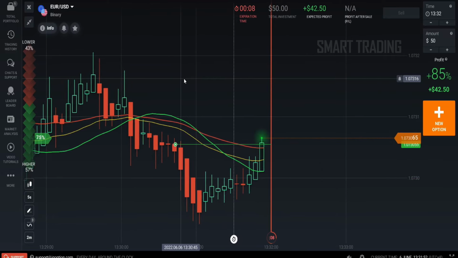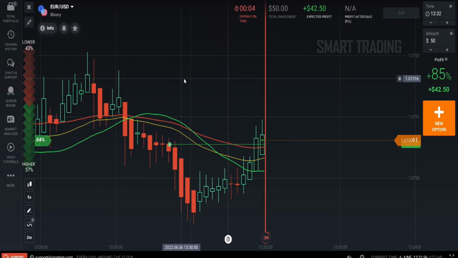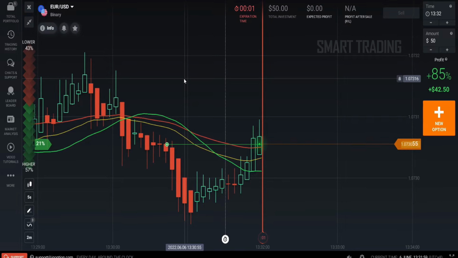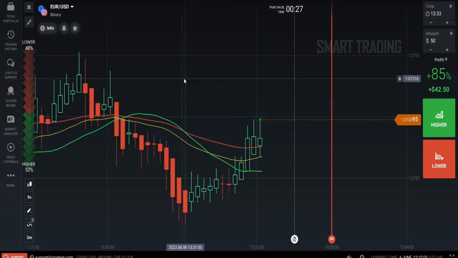Yes, it goes up. Hope I can win this trade. Oops, I got no win nor loss on this trade.